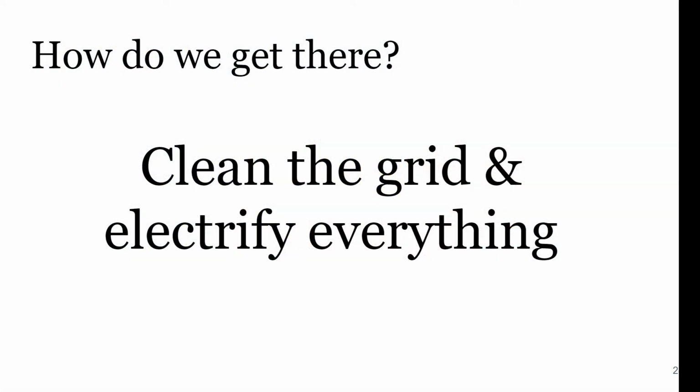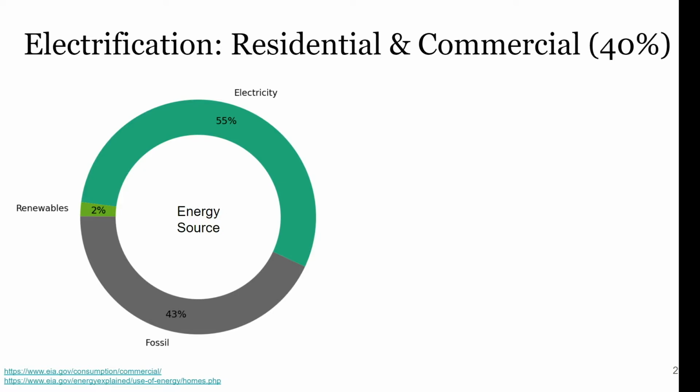But when we actually have a clean grid, we can use that to reduce our emissions in other sectors as well by electrifying those sectors. So we'll start with the residential and commercial sector. If you remember, we can group these into buildings. And buildings consume around 40% of our total energy in the U.S.